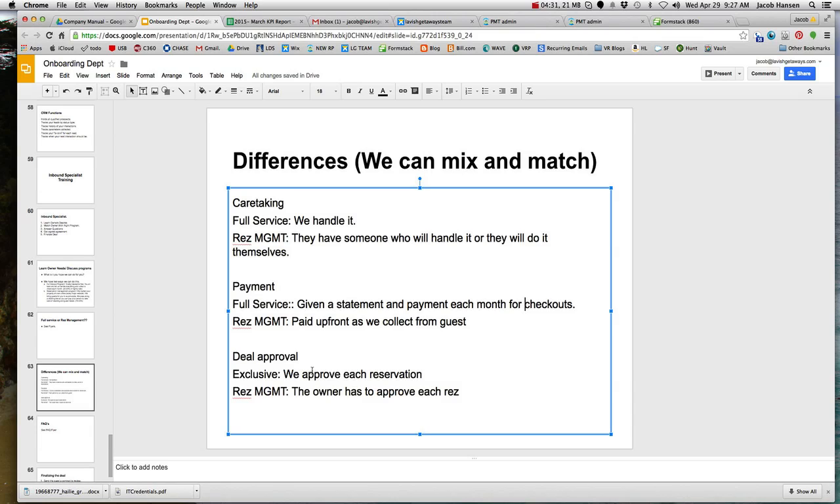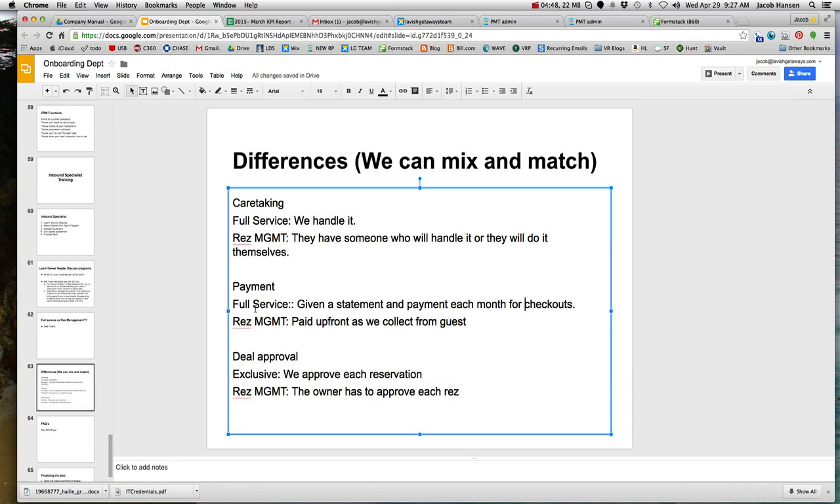With reservation management, they actually get paid up front. We collect the money. As we collect it, we just pass the money on to them. It's just going to them. We don't do any of their bookkeeping. We don't do any of their accounting. We don't calculate all the tax. We just basically are collecting and passing the money on to them, okay?